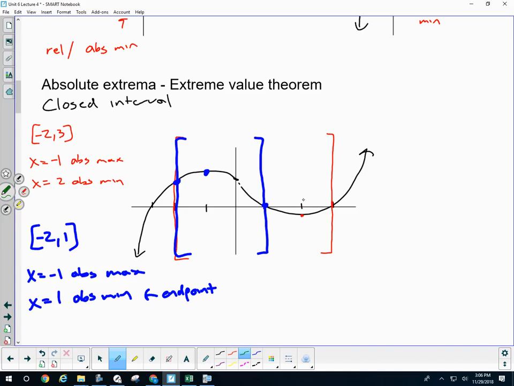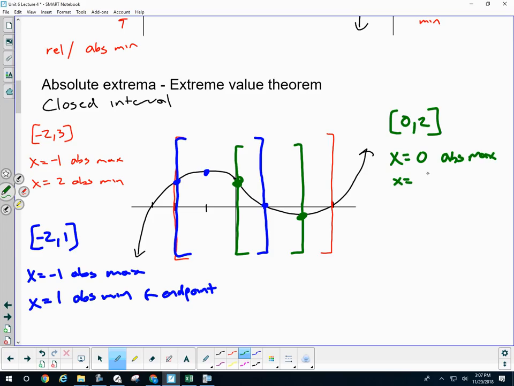Let's look at one more interval from 0 to 2. Well, in this case, 0 is the absolute max, and 2 is the absolute min. I don't have a hump. I don't have a relative max in between those values, so both of the endpoints are maxes and mins.